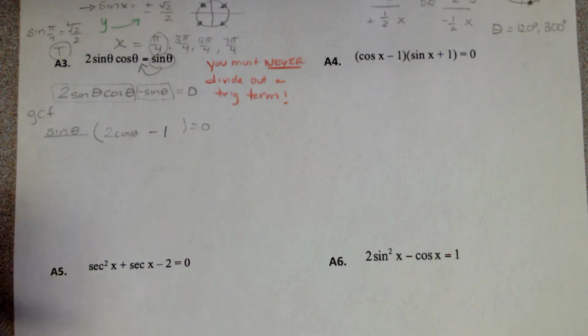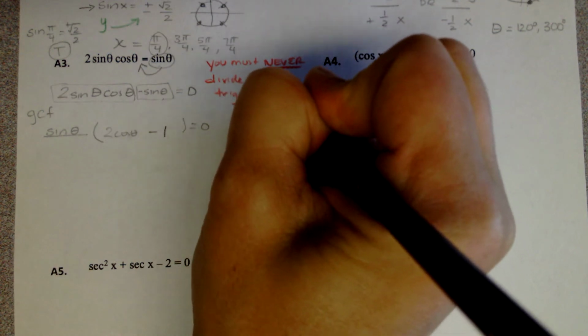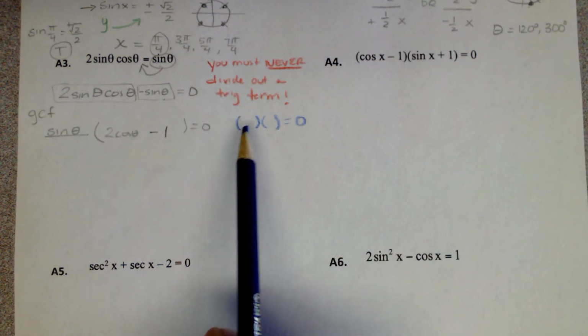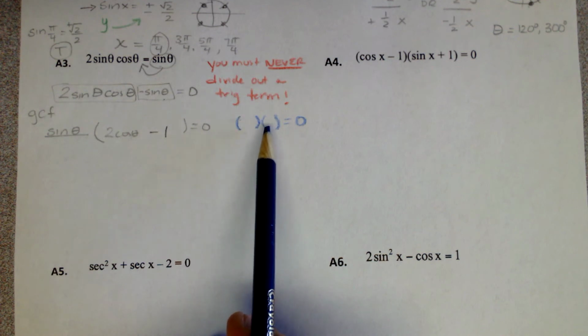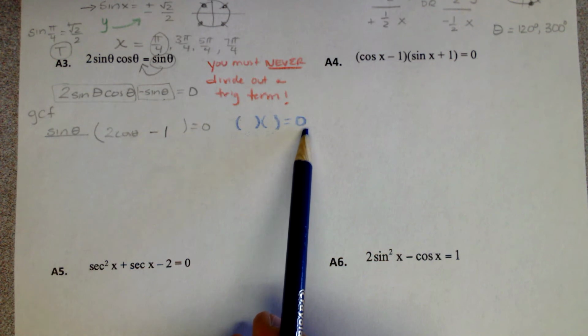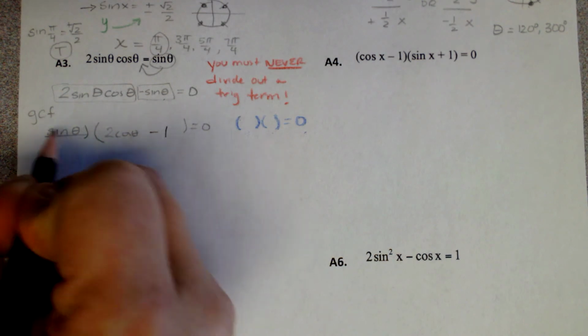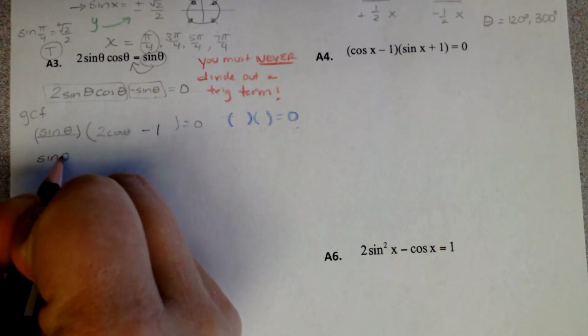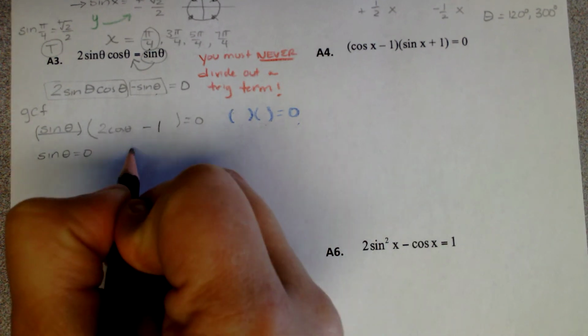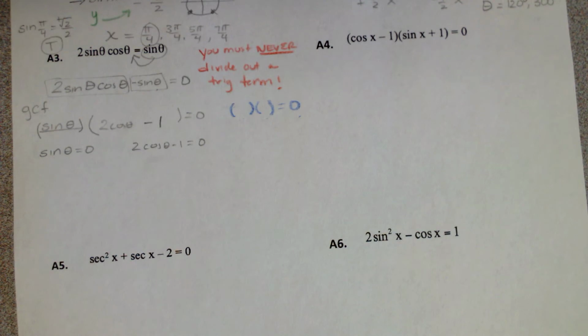Now, way back when, you should have learned about the zero product law. The zero product law says quantity times quantity equals 0. Either the first quantity is 0 or the second. As long as one of these takes on the value of 0, when you multiply it, it will come out to an answer of 0. There is no other product law besides the zero product law. So, if this is my GCF out front, I can say, well, sine theta could be the 0, or 2 cosine theta minus 1 could be the 0. In other words, take each of those, set them equal to 0, and solve.